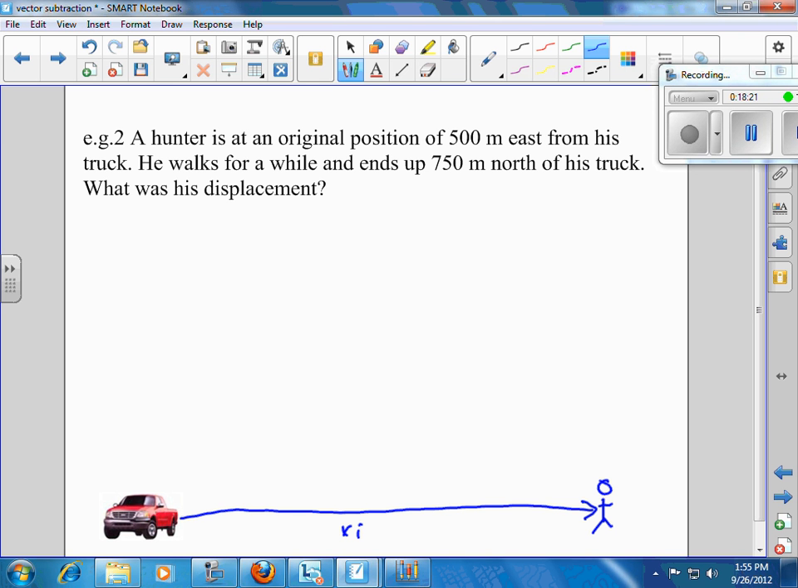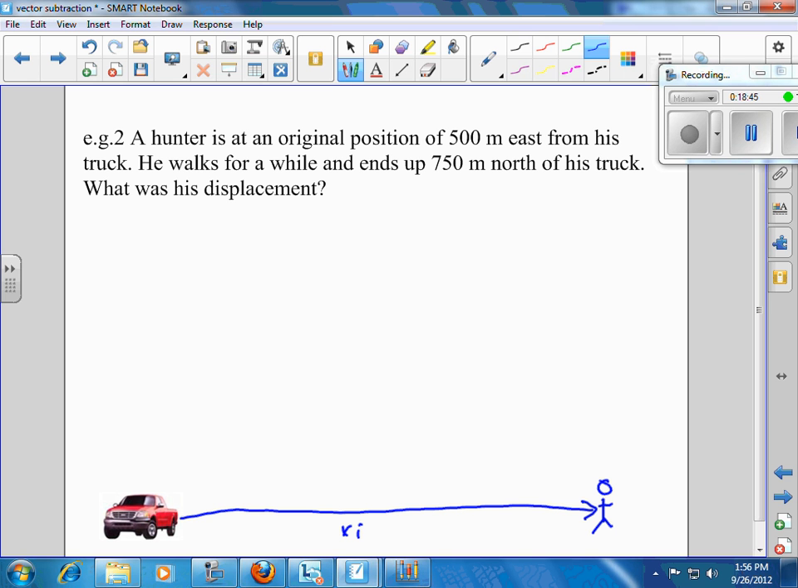His truck is what we would call starts with an O? Origin. The origin, right? Like 0, 0 kind of thing. So he is 500 meters east of his truck. His initial position is represented by that blue vector. That does not mean he walked from his truck to there. Okay? It does not mean that. It just means he is 500 meters east. It's a vector representing that position.